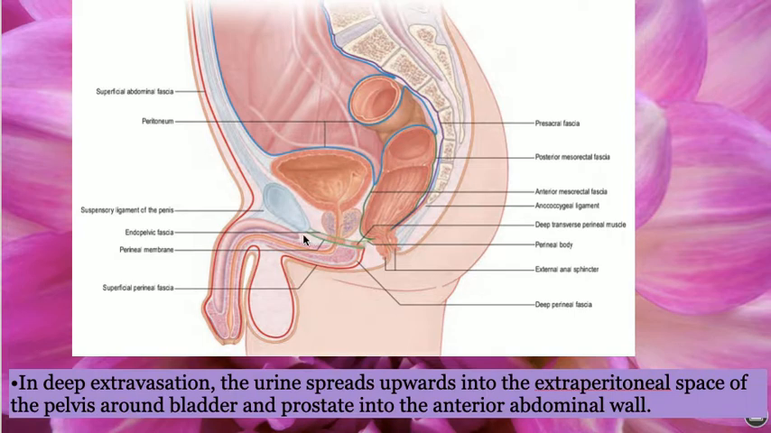In case of deep extravasation, the urine is spreading into the extraperitoneal space of the pelvis around the bladder and the prostate and into the anterior abdominal wall. So this is your perineal membrane over here. This is the prostatic part of the urethra, right? If there's a rupture over here in deep extravasation, these are the places where the urine may get extravasated.